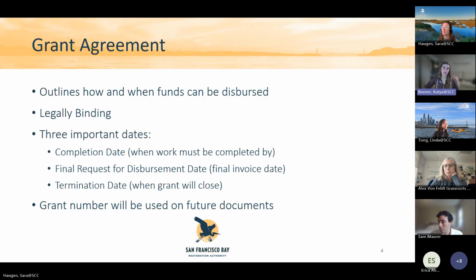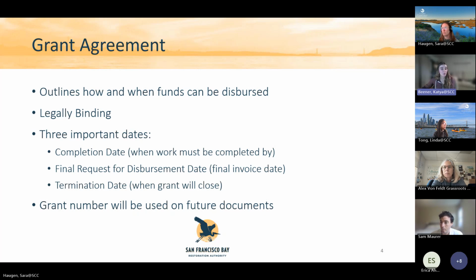So starting with our grant agreement, this is a document that outlines how and when funds can be dispersed. This is legally binding, so it means that formal changes require amendments. You'll be working with your grant manager to draft your grant agreement.